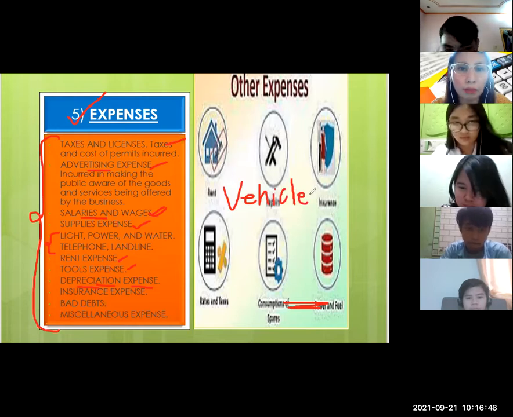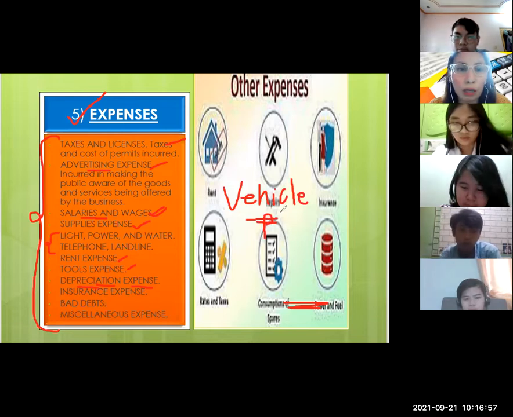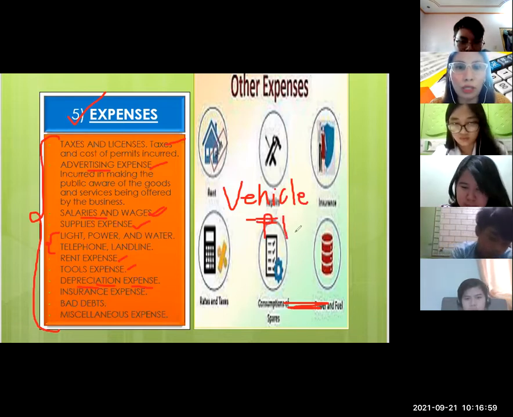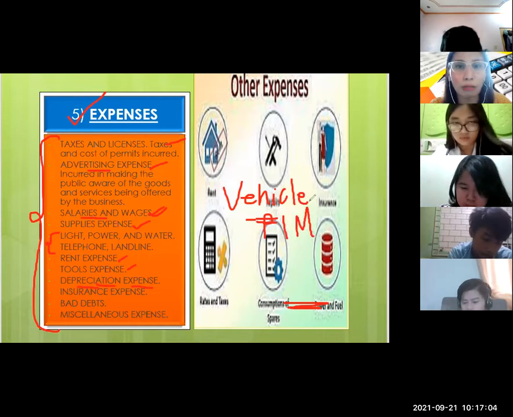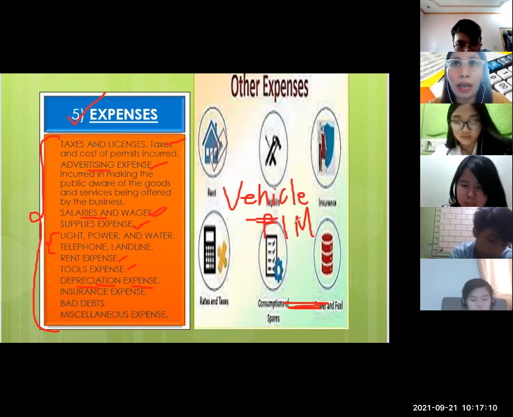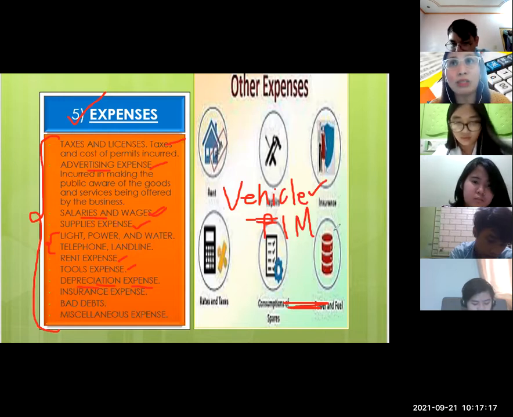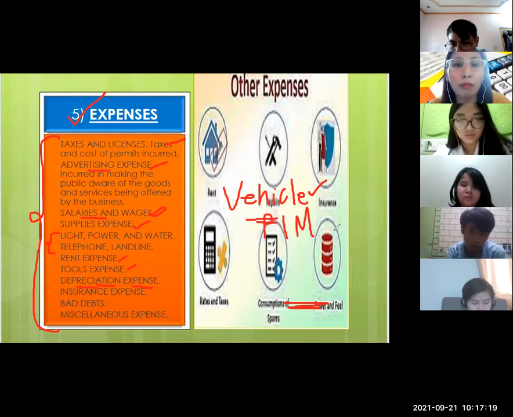Vehicle or delivery van. Let's say, at first, we bought this certain vehicle for 1 million pesos. 1 million pesos. Ito yung total value ng vehicle at first, nung binili natin siya. As time goes by, let's say, every month, nagde-depreciate o lumiliit yung value ng sasakyan na yan. What are the reasons kung bakit nagde-depreciate o lumiliit yung value?